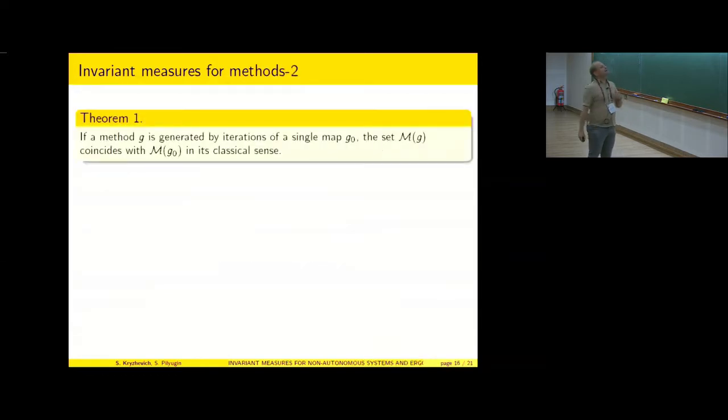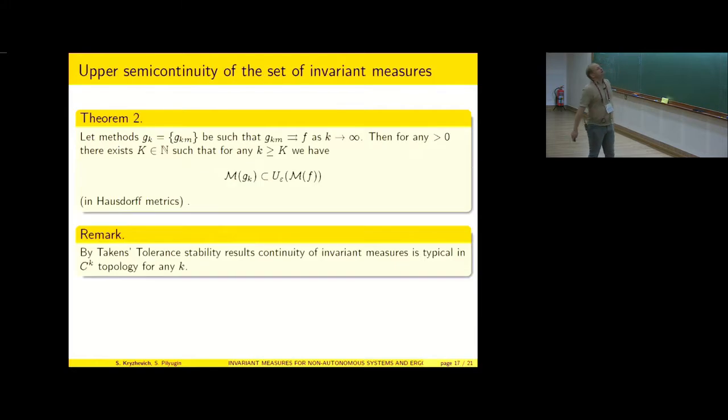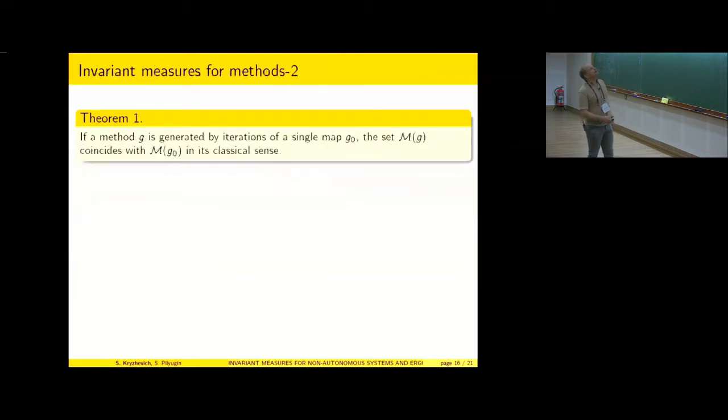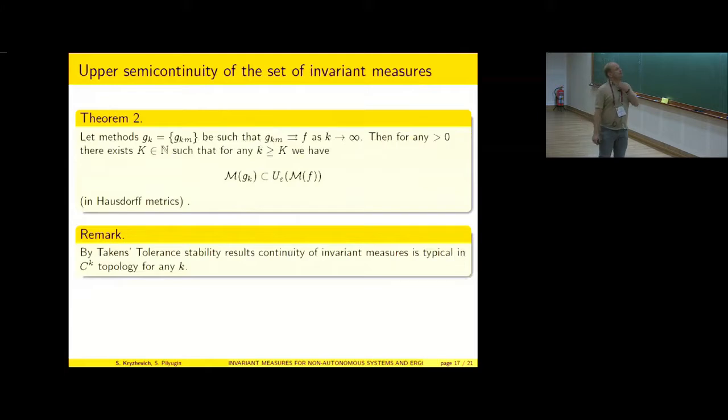What is interesting is that if the method is generated by a single map, then this is the set of invariant measures in the classical sense. This is quite a technical result, but in the end I will show you the first page. We have this on arXiv.